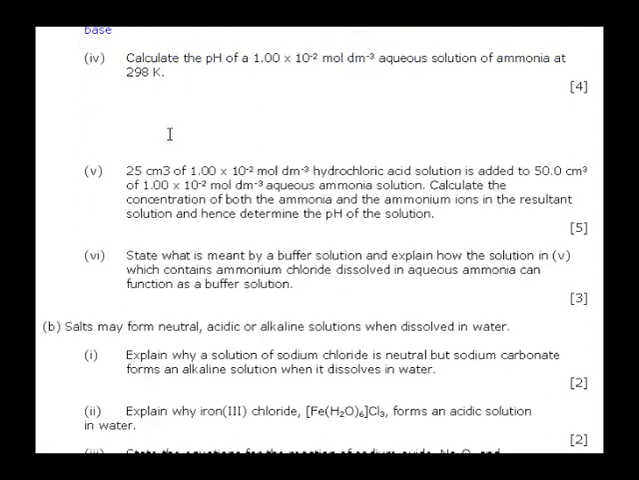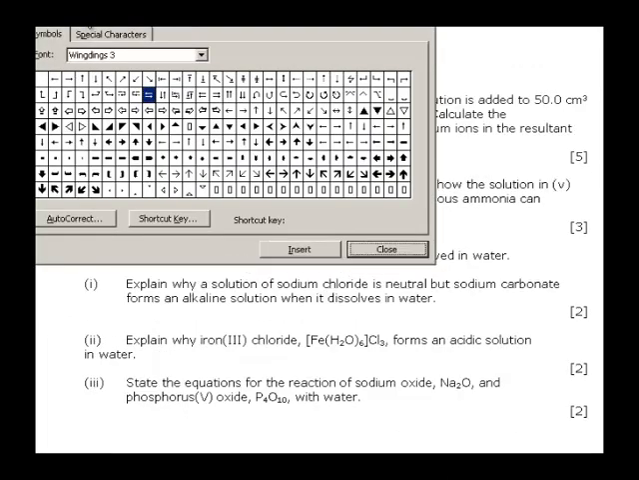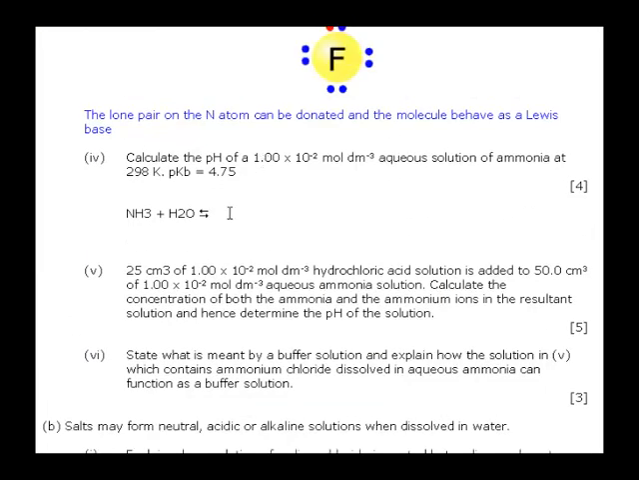Okay, the next part then, we've got a calculation to do. Calculate the pH of a 1 times 10 to the minus 2 mole solution of ammonia at 298 Kelvin. Well, we're going to need the pKb of ammonia. We were told at the start of the question the pKb of ammonia is 4.75. Sorry, I said pKa, I meant to say pKb. Alright, so that means that our equation is NH3 plus water, H2O, in equilibrium with NH4 plus and OH minus.